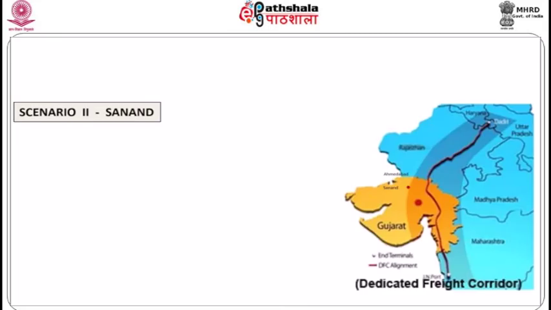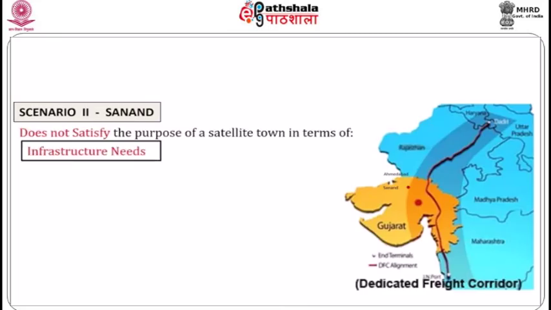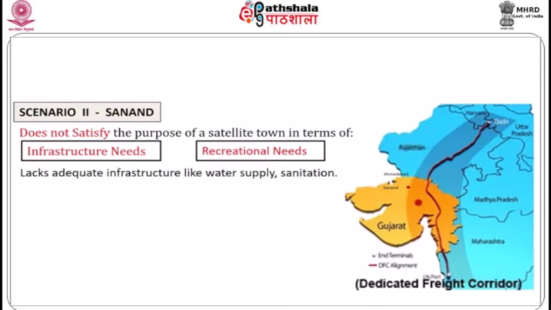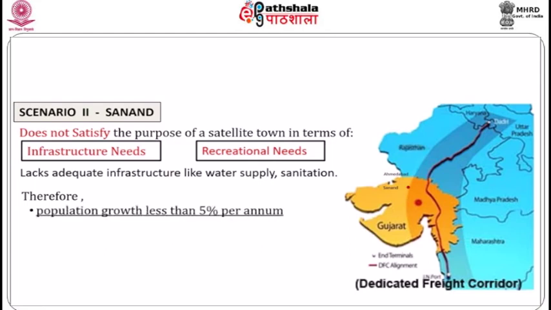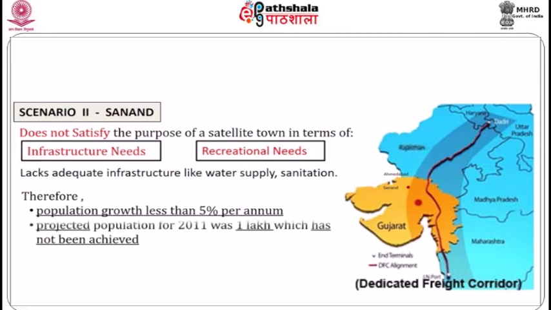However, though it had strong economic potential, Sanand did not satisfy the purpose of a satellite town in terms of infrastructure needs and recreational needs. It lacked adequate infrastructure like water supply and sanitation, and therefore it recorded a population growth of less than 5% per annum, and the projected population for 2011 was 1 lakh, which was not achieved.